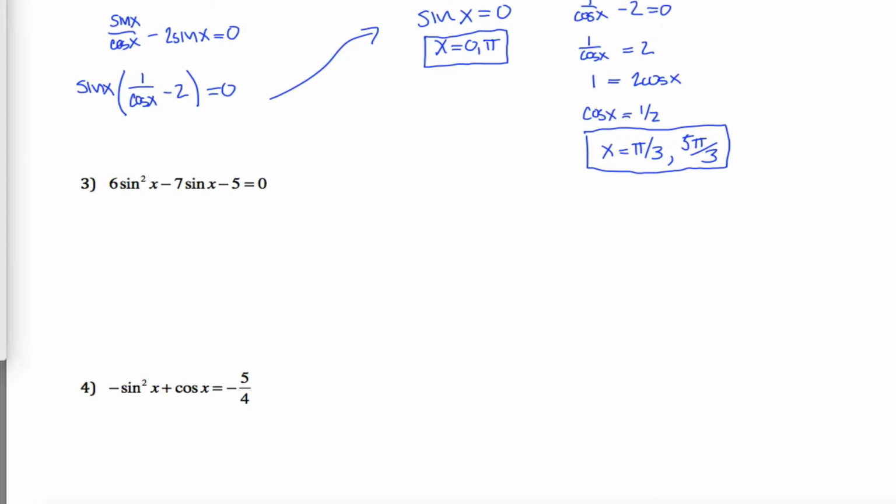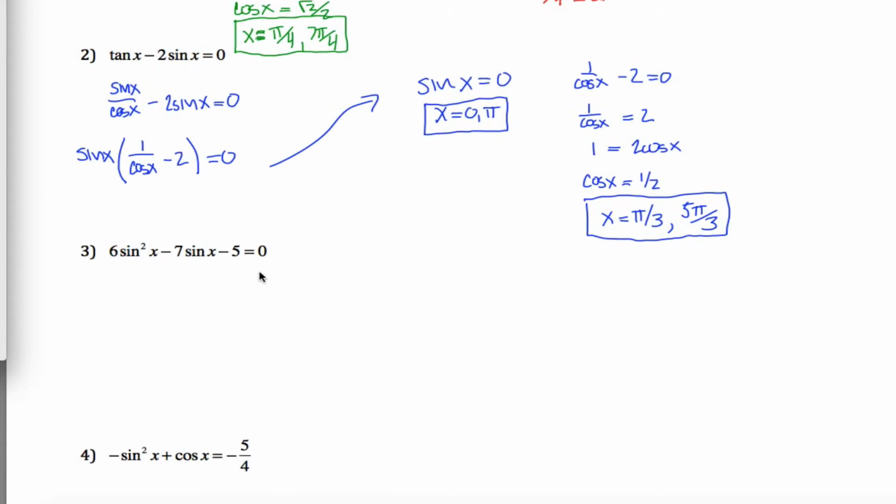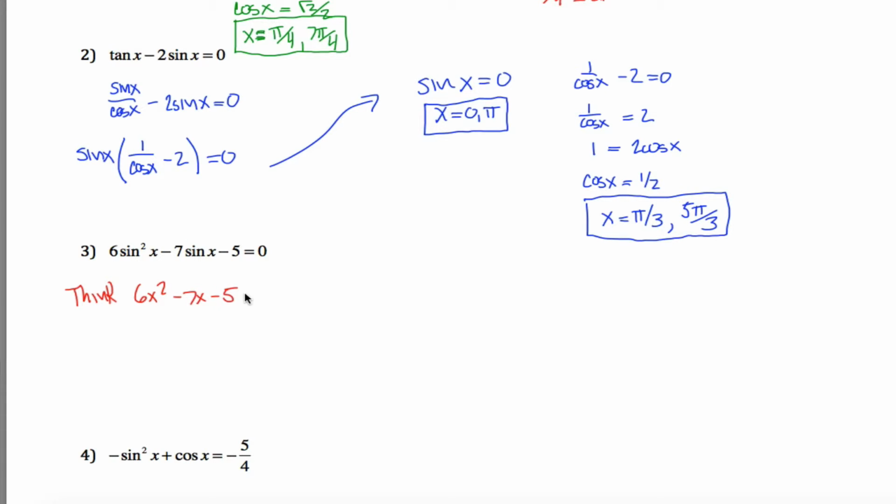This one gives people a lot of trouble. The idea is you want to factor. We're not going to factor a greatest common factor like we did in 1 and 2. We're going to factor this as a quadratic trinomial. What I mean by that is you're going to think about this problem as though it were 6x squared minus 7x minus 5 equals 0.